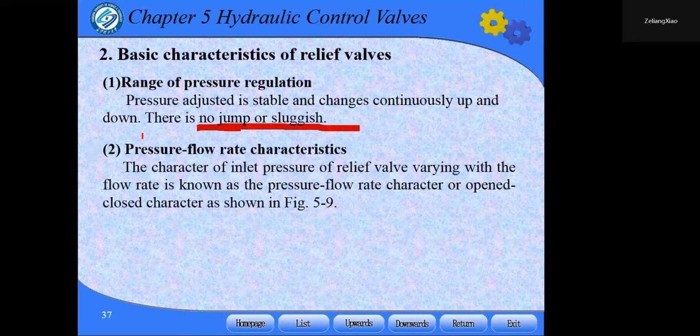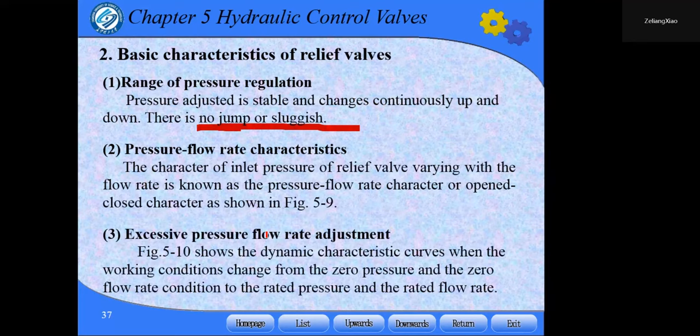Two, partial flow rate characteristic. The character of the inlet pressure of relief valves varying with the flow rate, as long as the partial flow rate character or open-closed character, is shown in figure 5.2.